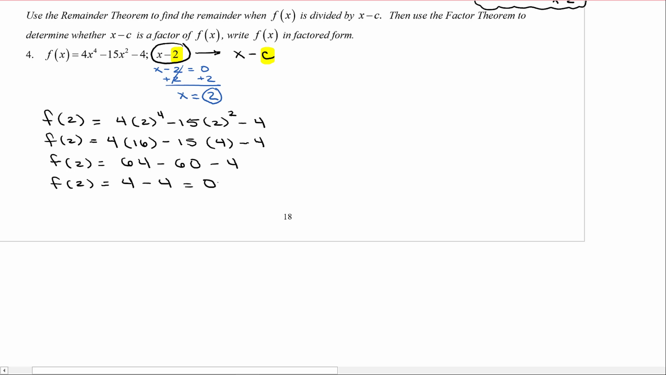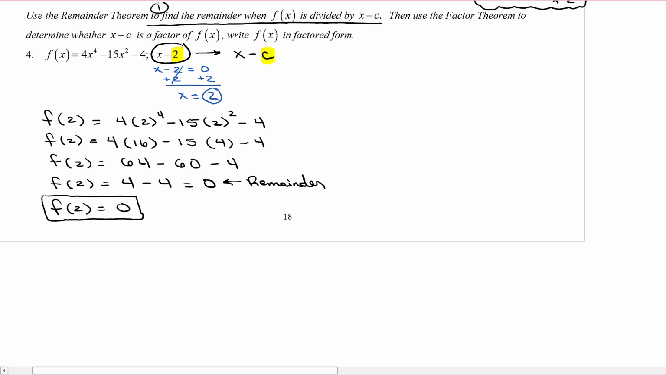And I get f of 2 is equal to 0. So therefore, what does that mean? Yes, that means that we have a remainder of 0 from the remainder theorem. That's what it states. And it also states that if you have a remainder of 0, and if your f of 2 is equal to 0, then that means that the 2 is going to be a 0, and that one of the factors of this function is going to be that x minus 2. So it is a factor then, therefore.